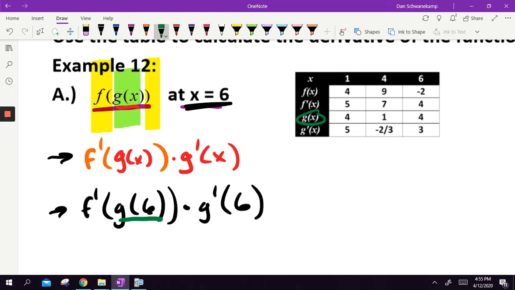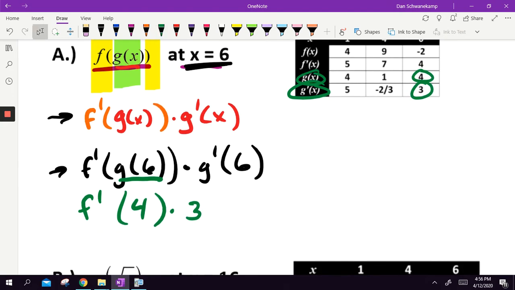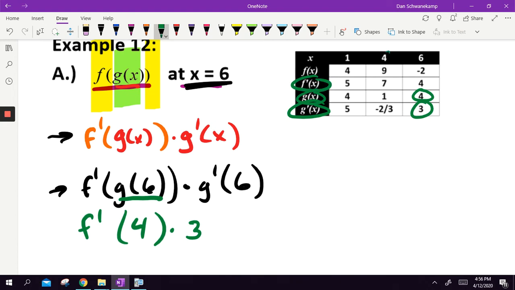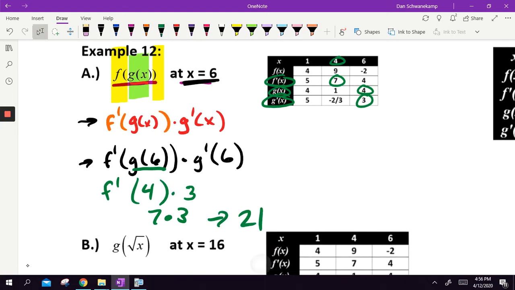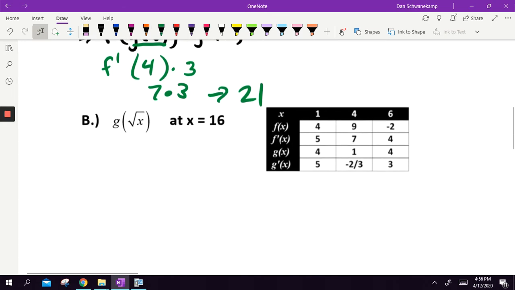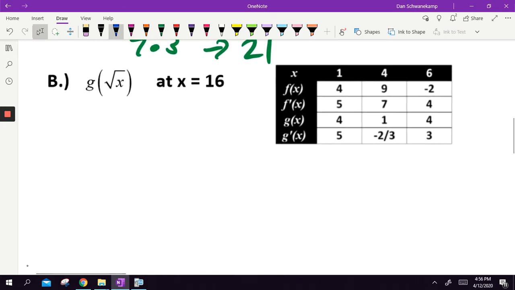g at 6 is 4. g prime at 6 is 3. Last thing I've got to do is find f prime at 4, which is 7. So that's 7 times 3. My answer is 21. So again, we just took the derivative. We rewrote it. We were nice and careful as we went through. We referenced our table to help us out. Let's do it again. Letter B.